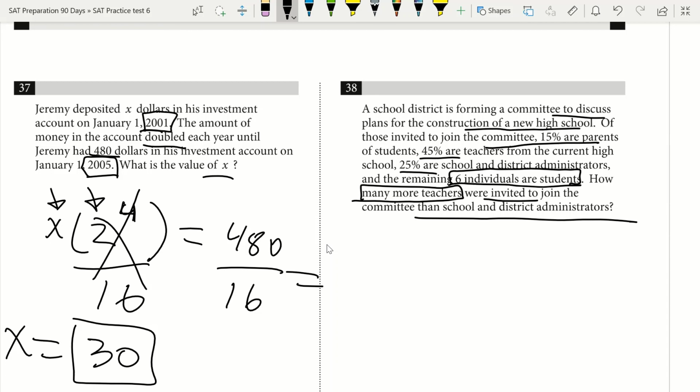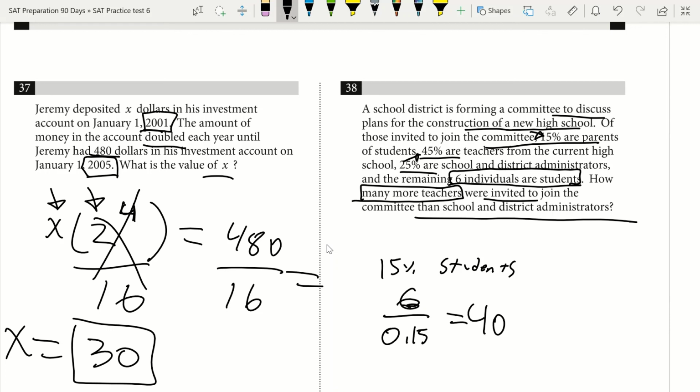Alright, well, I know that if I take this 25%, I add it to 45%, then I'm at 70%. 70% plus 15%, that's going to give me 85%. So then there's 15% left who are students. I know there's 6 students, so I've got 6 students over that 15% they represent, which can be rewritten as 0.15. I do that and I can find my total number of people there. That's going to be 40 people.